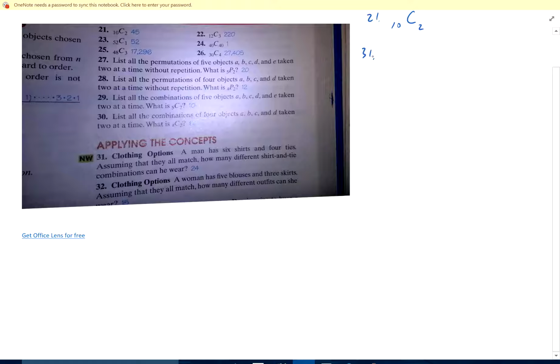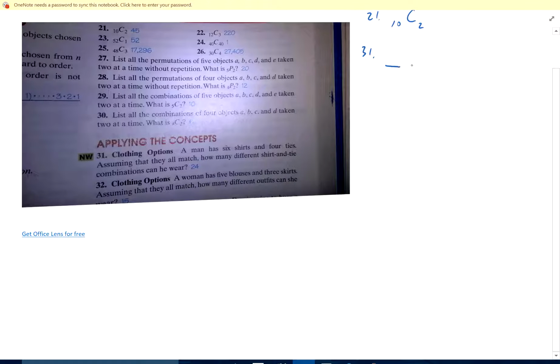We've got the man has 6 shirts and 4 ties, assuming they all match. How many different shirt and tie combinations can they wear? Well, I'd like to think of it like this. He's got how many options for shirts and how many options for ties. He's got 6 shirts, and he can wear 4 ties with it. So 6 times 4 is 24. You can think of it like this if you want to visualize it.